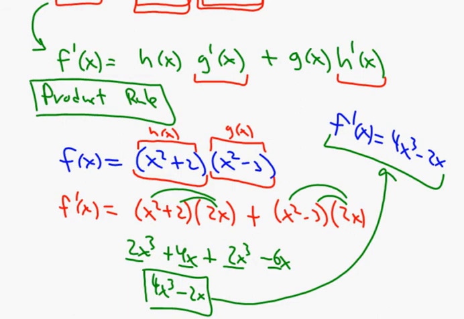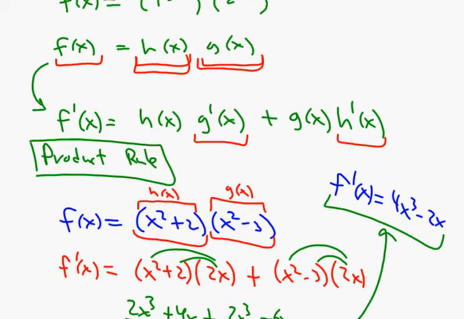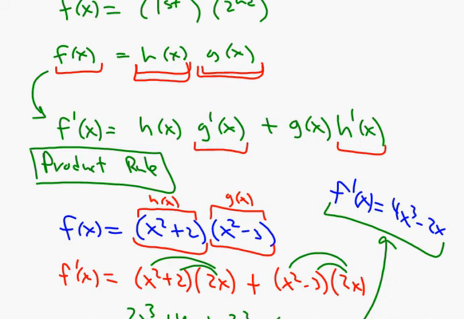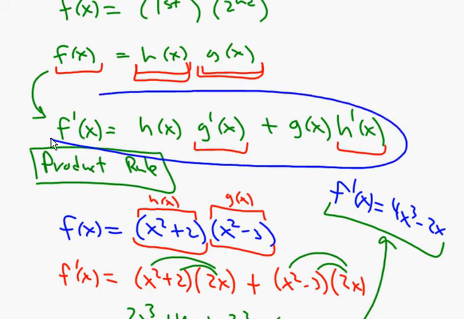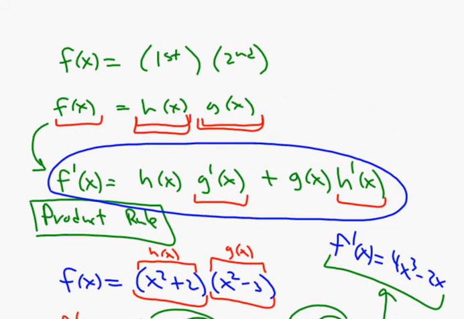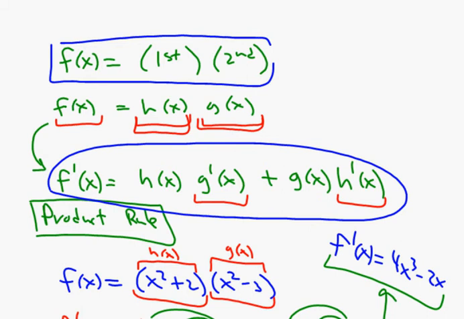I have a slightly different way of remembering this. Generally, I'll be honest, I don't remember it this way. I try to think of the function like this. So let me show you what I mean. If a function is a product of two functions, I think of it as like a first function times a second. Okay, there's always going to be a first function multiplied by a second function.